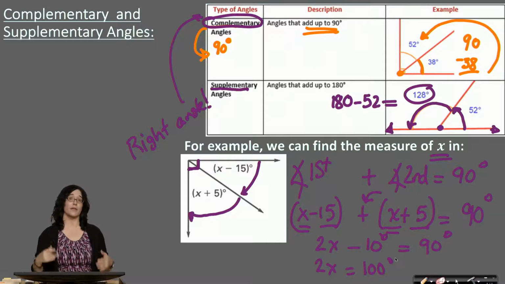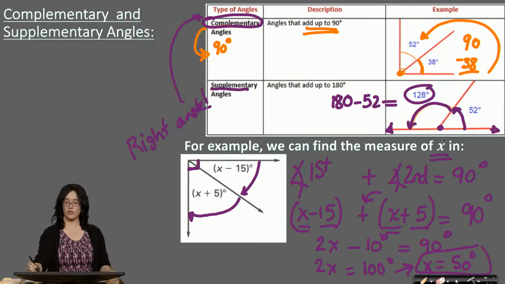So if we end up knowing that 2 times x equals 100, what should x equal? 50, right? Divide both sides by 2. So x should equal 50 degrees. Now, that's just the answer for x, which is what they asked us for here. But if we actually wanted to describe what the two angle measurements are, our first angle is really supposed to be x minus 15. So this would be 50 minus 15. In other words, 35 degrees.